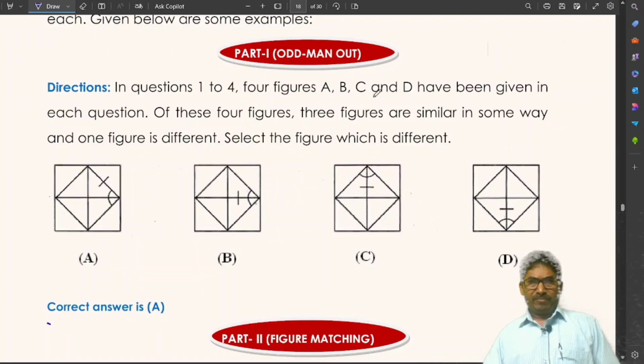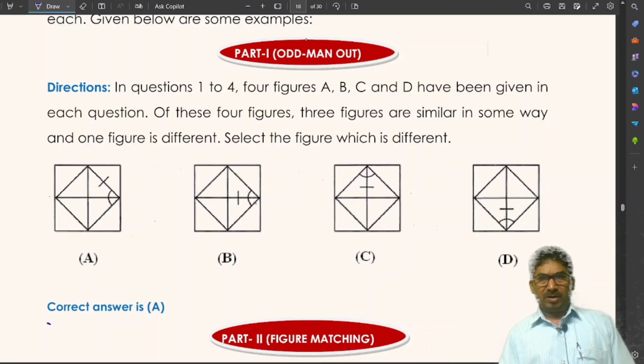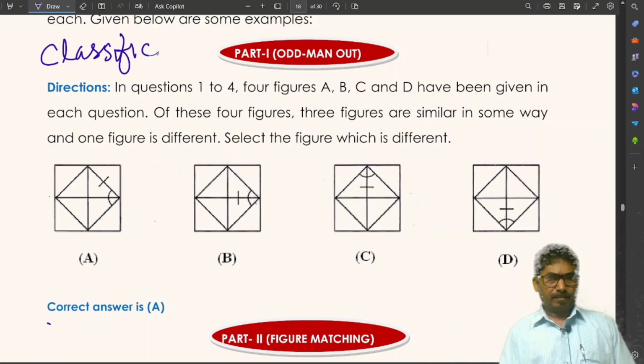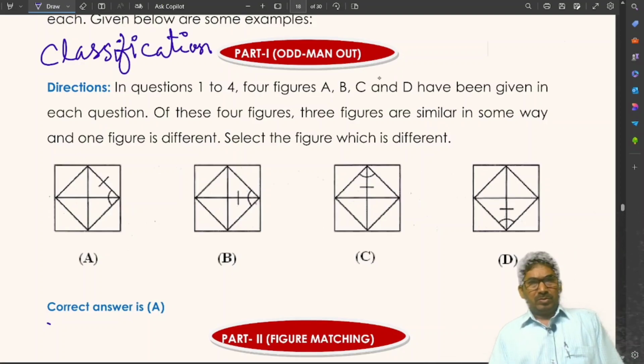Part 1, odd man out or classification. In questions 1 to 4, figures A, B, C and D have been given in each question. Of these 4 figures, 3 figures are similar in some way and 1 figure is different. Select the figure which is different.